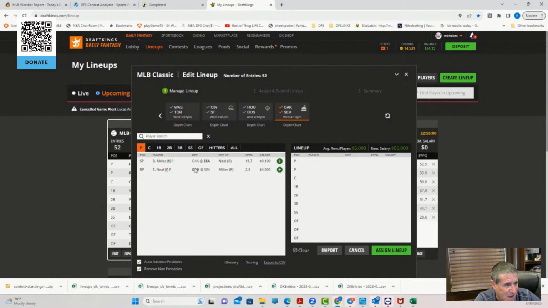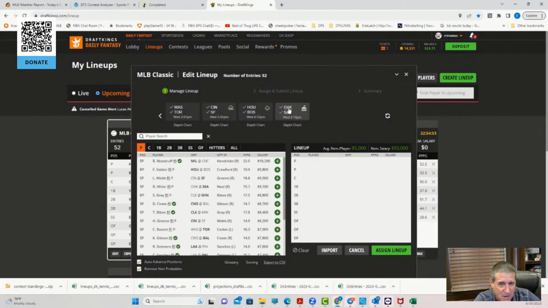Seattle's facing a guy that I've never heard of, so I presume Seattle's going to be the best stack on the slate. That's quick. The real quick view of what it would look like.